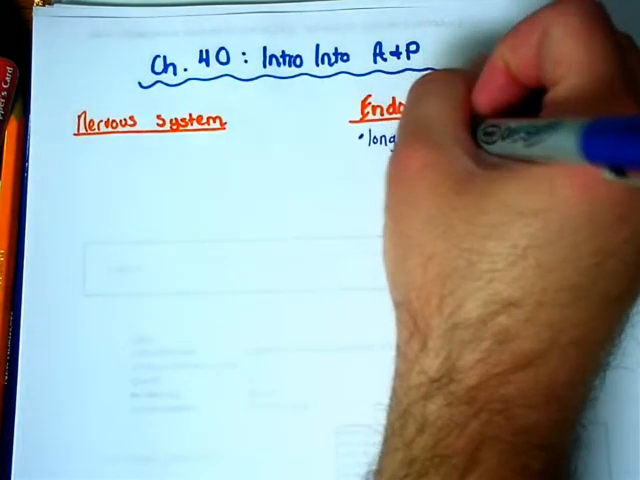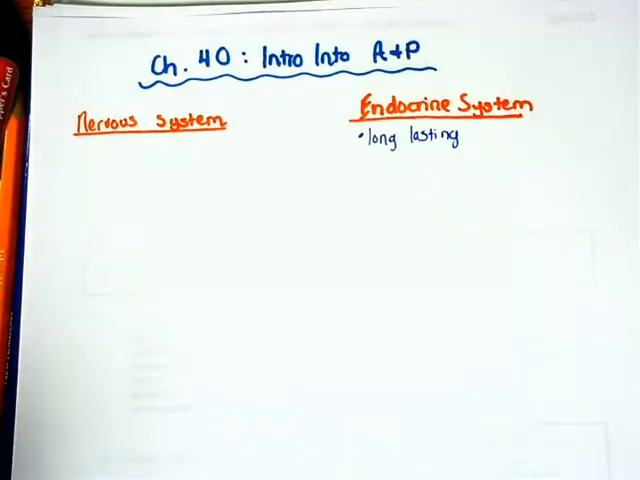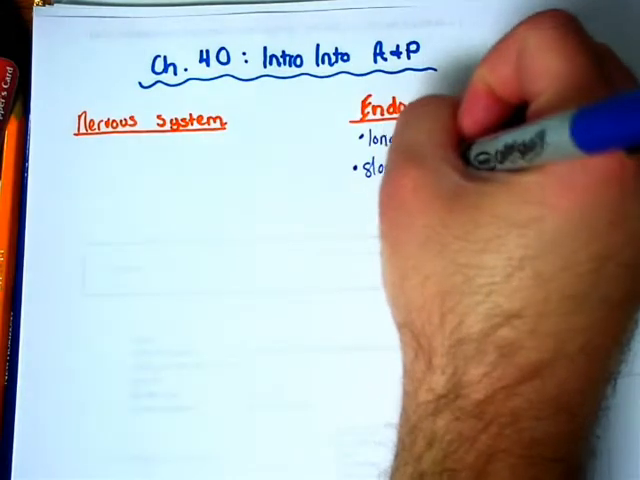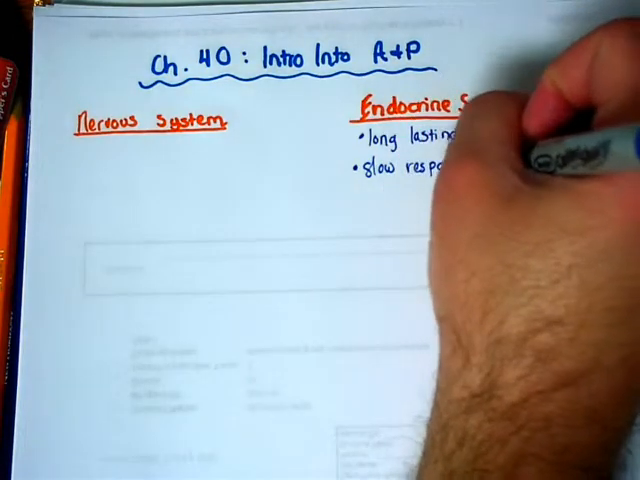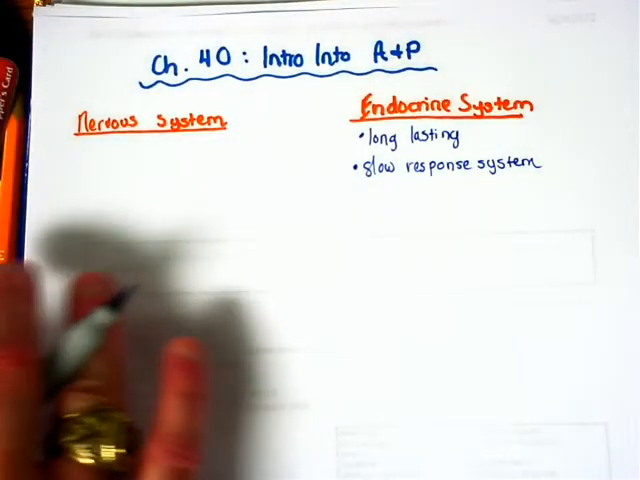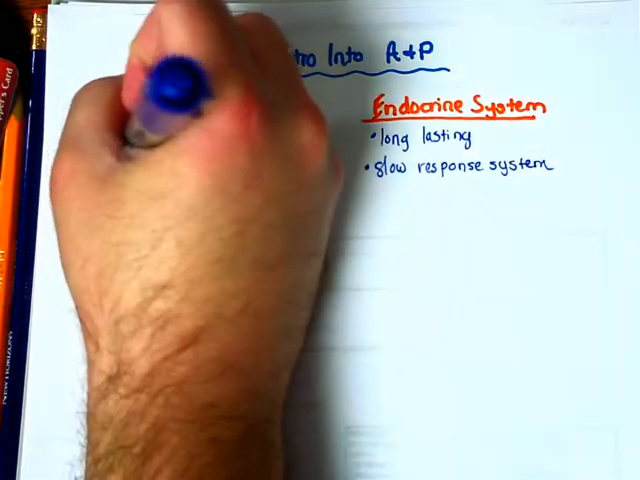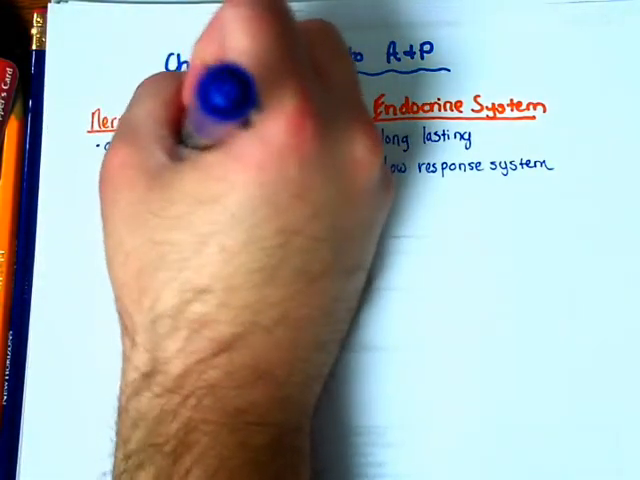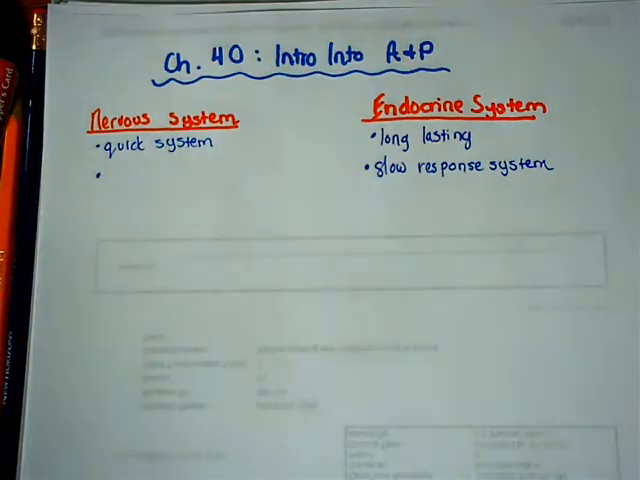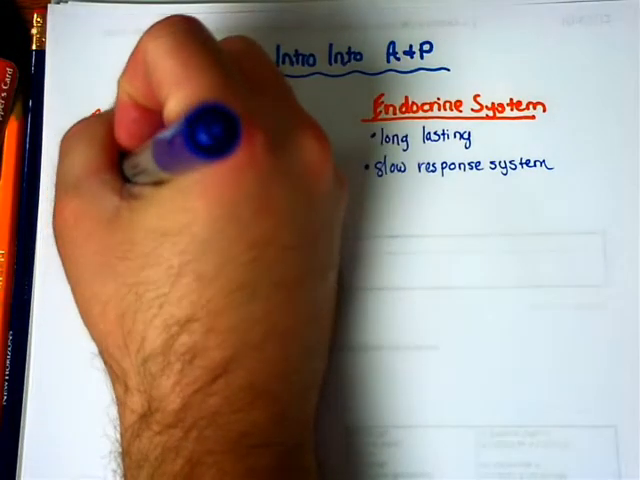But what's its problem? What's its malfunction? The fact that it's so slow, right? So it's a very slow response system. Now there's the nervous system, which is in direct opposition. This is a very, very quick system. Very quick system. However, it's very short-lasting.